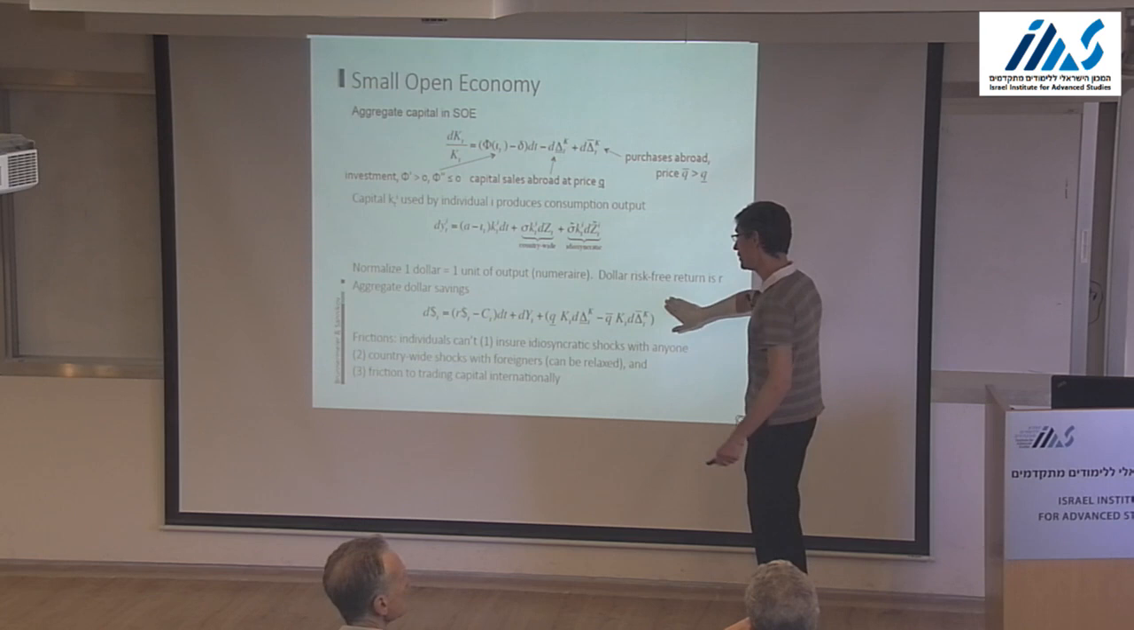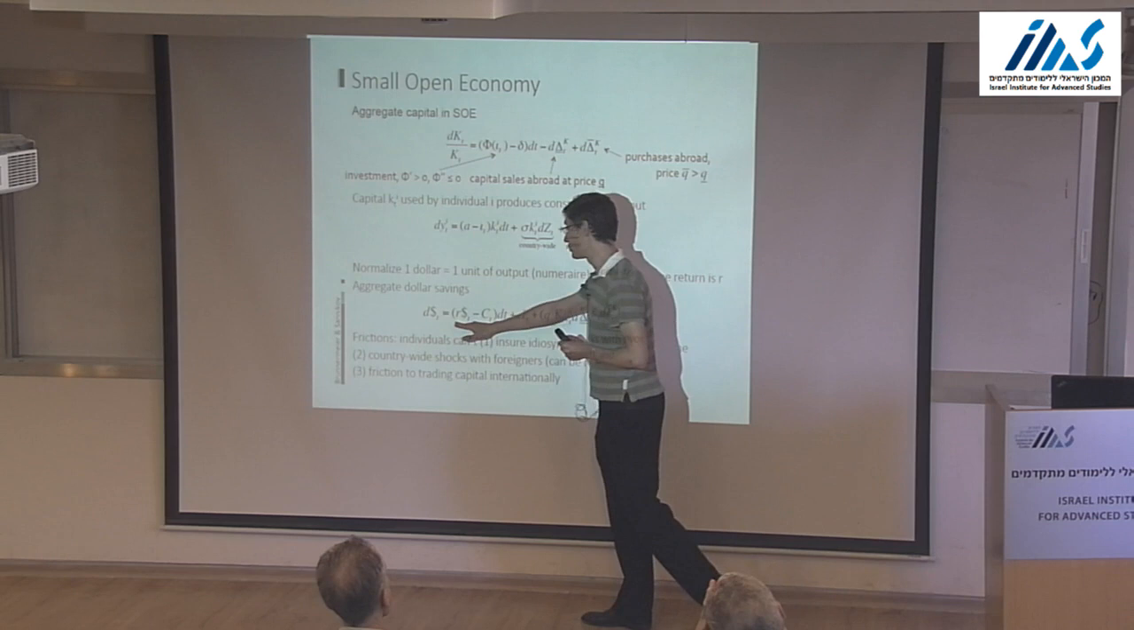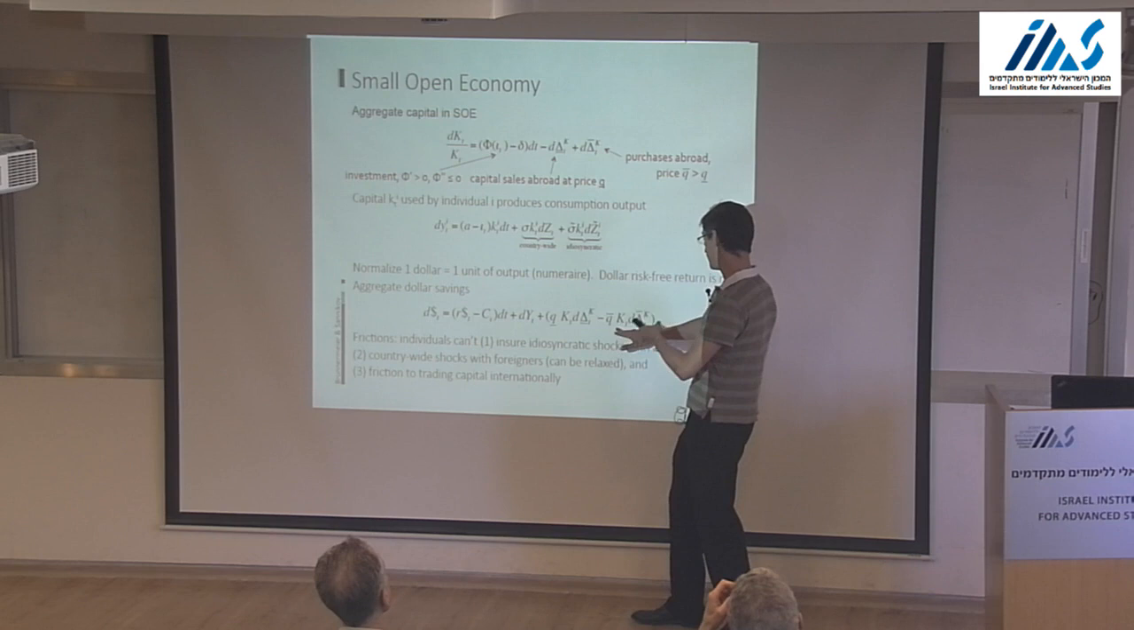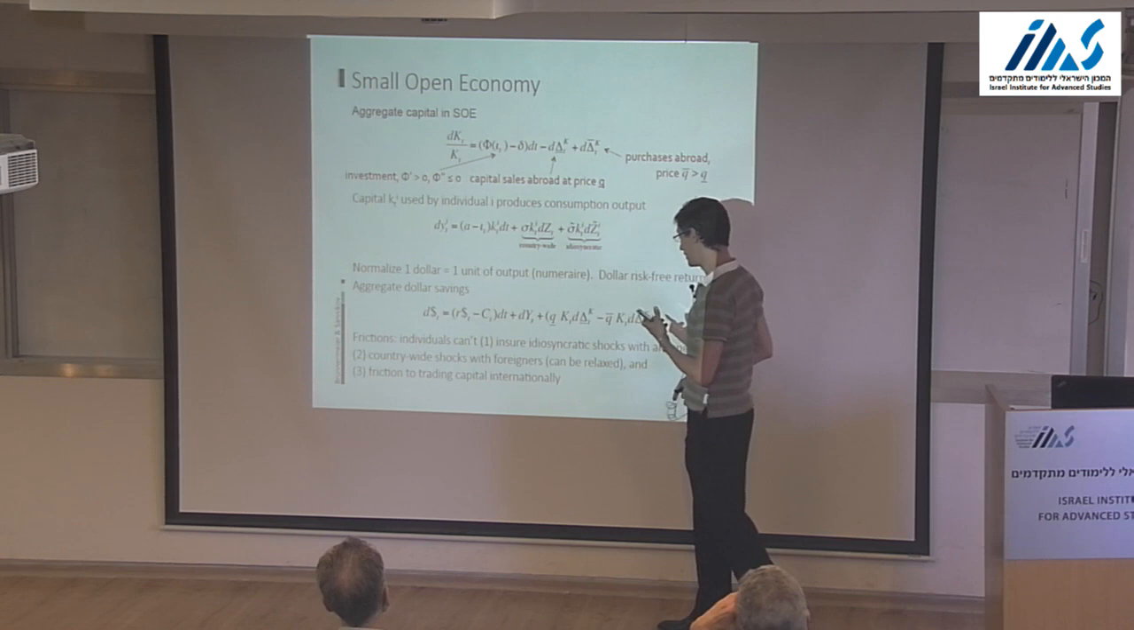People can use dollars to save, or they can use the local currency. So the total dollar savings in a small country equal the interest rate on the dollar minus consumption plus the output. And then you can sell capital abroad to get dollars, and you can spend the dollars to buy capital from abroad. So the frictions here are that these idiosyncratic shocks are specific to individuals, and they're uninsurable.